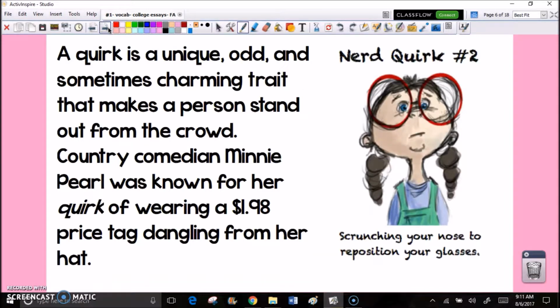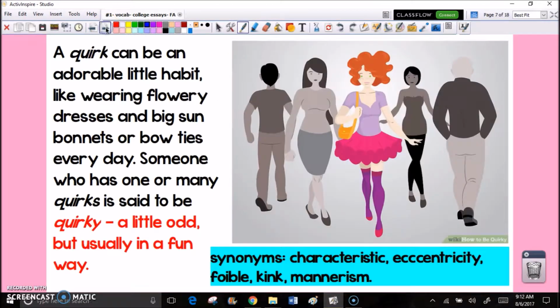All right, our next word is quirk. So a quirk is a unique, odd, and sometimes charming trait that makes a person stand out from the crowd. A lot of times instead of the word quirk, people will use the adjective quirky. When you describe somebody as quirky, you're saying they're a little bit weird, a little unique, a little bit odd. Country comedian Minnie Pearl was known for her quirk, her odd little trait, of wearing a $1.98 price tag dangling from her hat, which of course is a little bit weird. Most people take price tags off of their clothing when they wear them. So again, it's a tiny weird kind of trait.